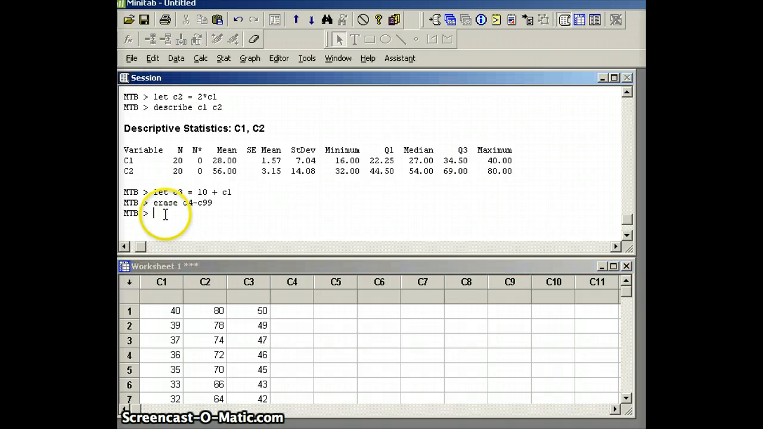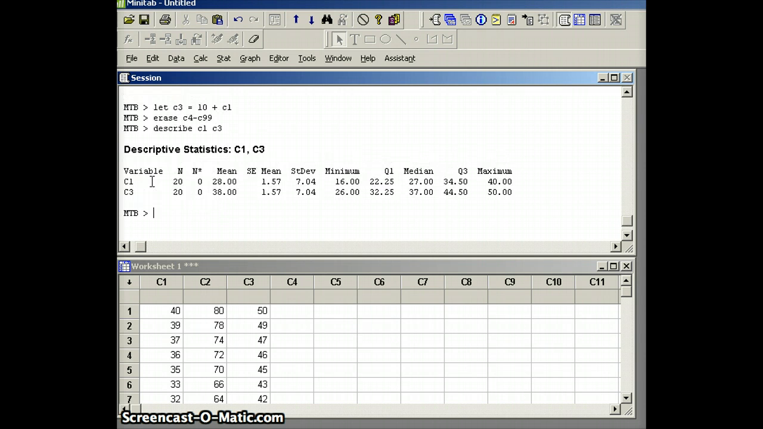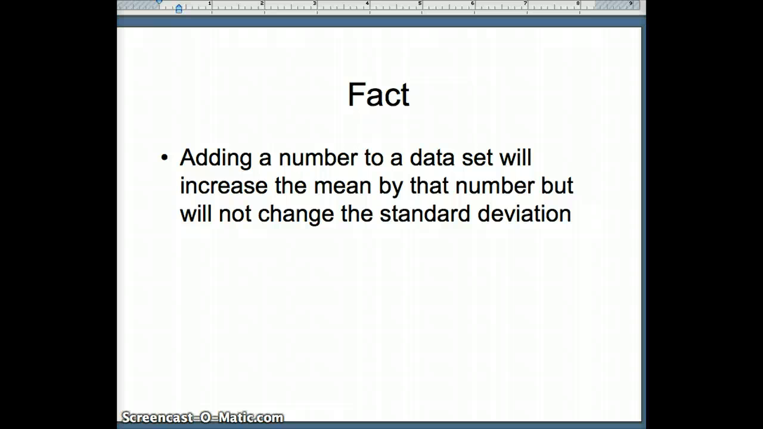If we describe C1 and C3, how do the descriptive statistics change? Notice we added 10 and the mean changed by adding 10, but the standard deviation stayed the same. And that shouldn't really surprise us because the standard deviation is a measure of spread. So if we add 10 to every element in the data set, the spread doesn't change, but the average will change. So our next rule is that adding a number to a data set will increase the mean by that number, but will not change the standard deviation.